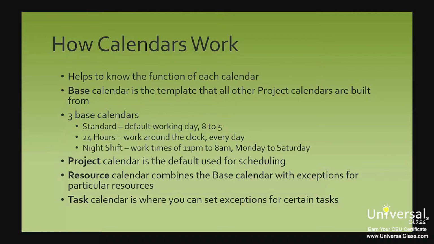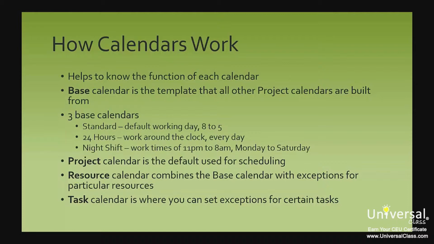The project calendar is the default calendar used for scheduling. It is also where you choose the base calendar template that you'll use for this project. The resource calendar combines the base calendar with any exceptions that you set for a resource. An example of an exception can be non-working times. The task calendar is where you can set exceptions for a certain task.